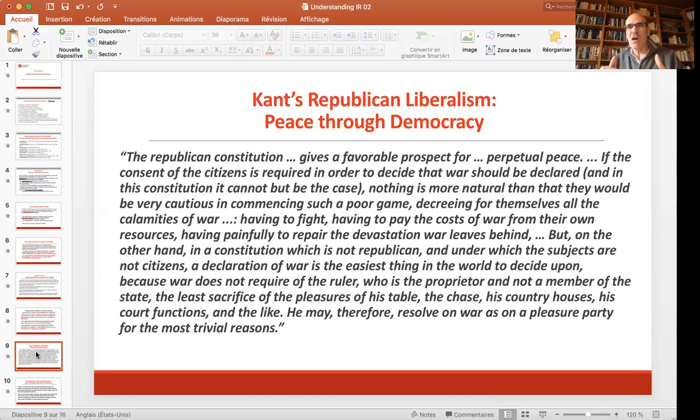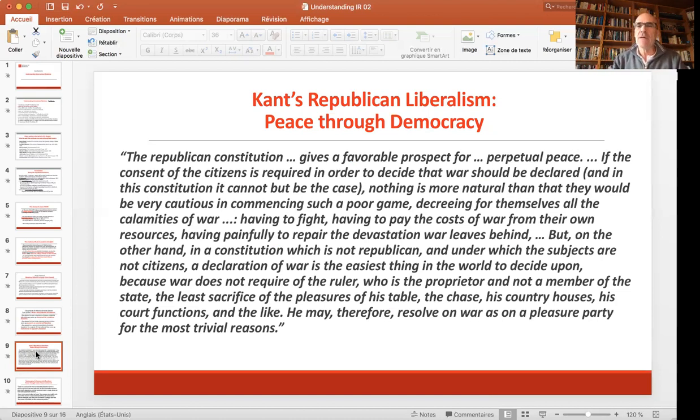And since they are at the origin of the democratically elected government, the government cannot decide to go to war without the consent, the agreement of the citizens. Therefore, according to Kant, a democracy is somehow spontaneously, mechanically, automatically prone to peace, favorable to peace.